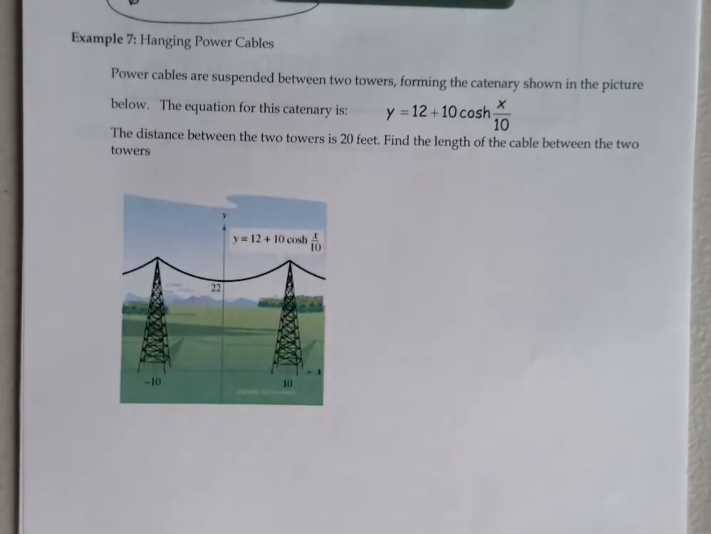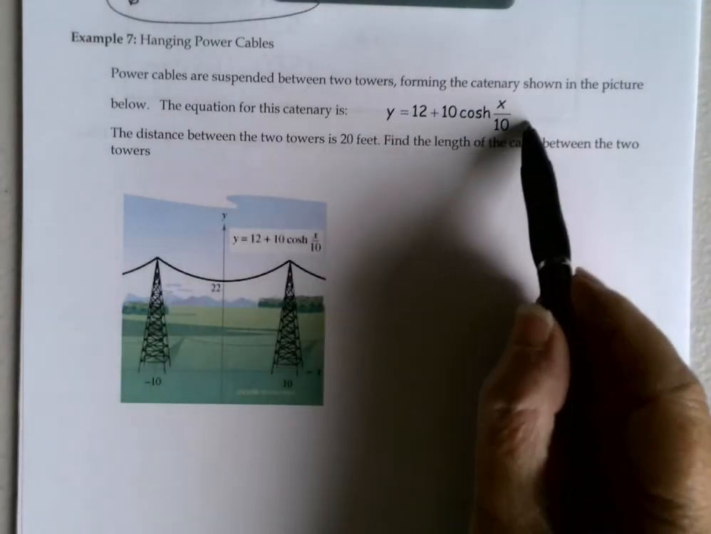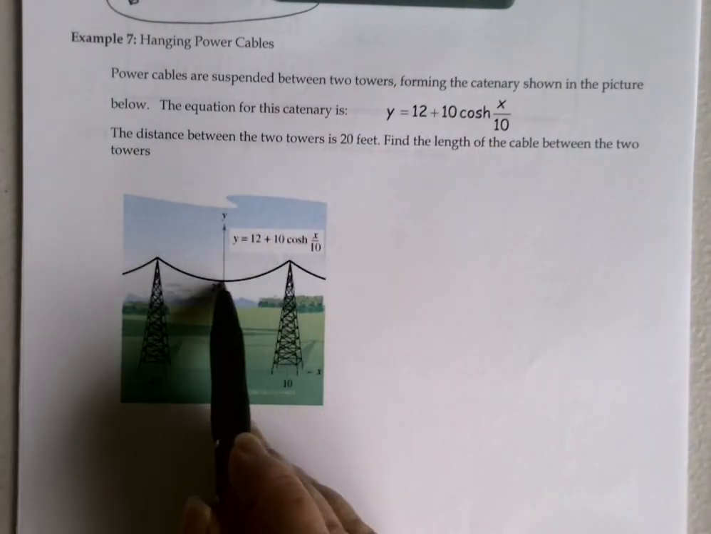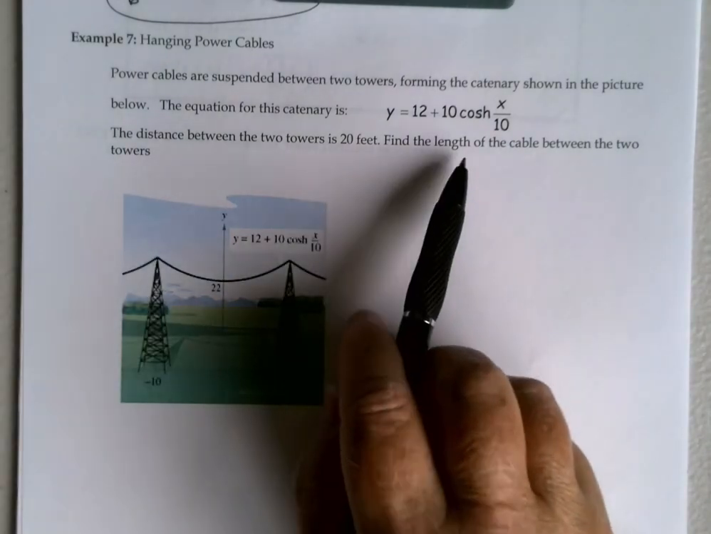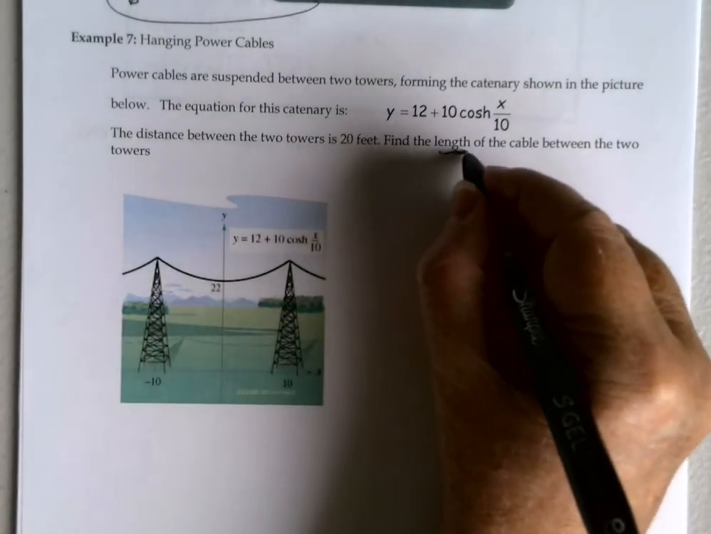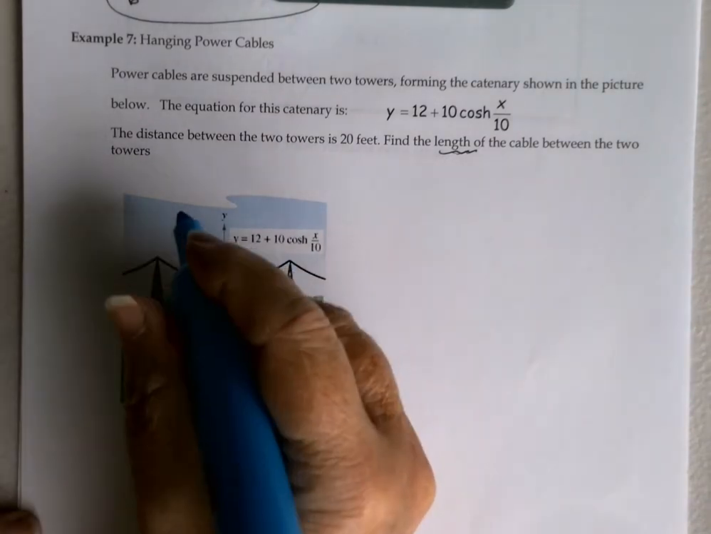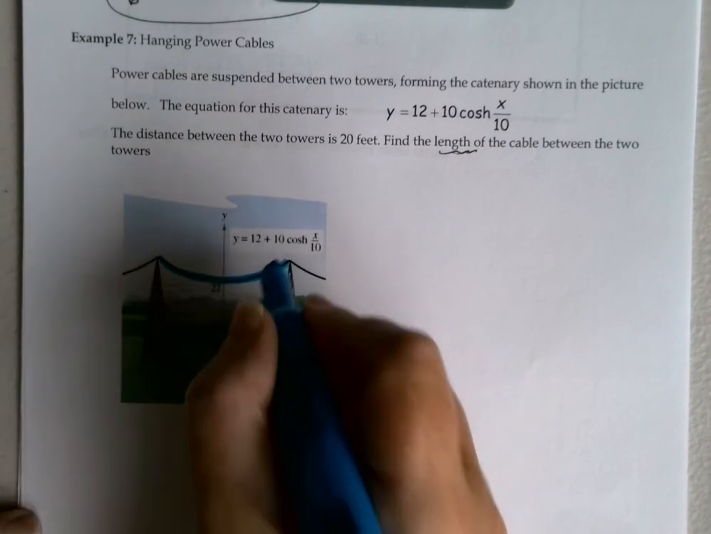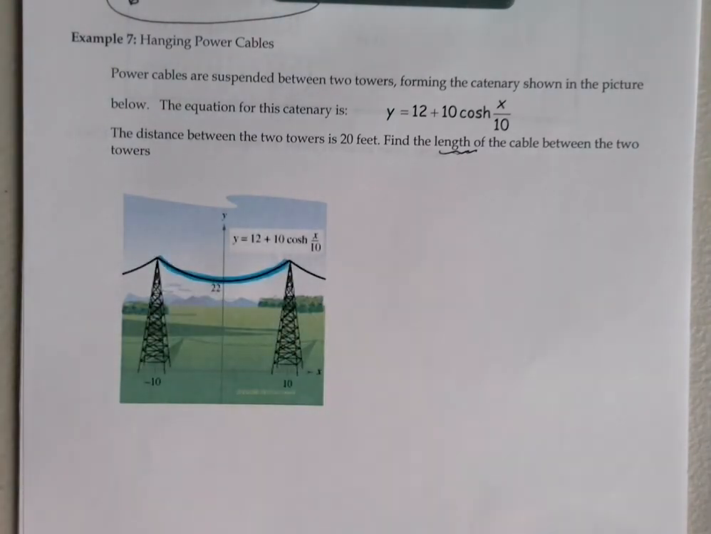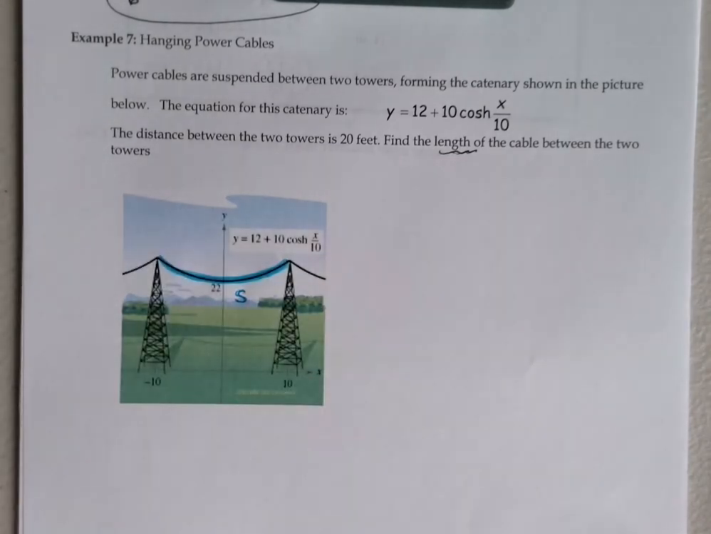Again, I've got my power cables suspended between my two towers 20 feet apart, and there's that catenary equation that describes that curve. I'd like to now find the length of the cable between the two towers. So this time, I actually want to know, what is that length? Remember that we usually call the length of a curve or an arc S. So I'm just going to label that S.